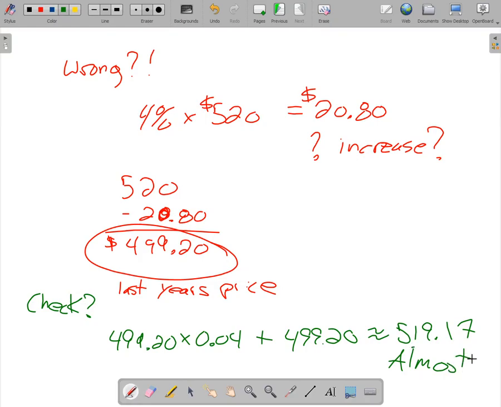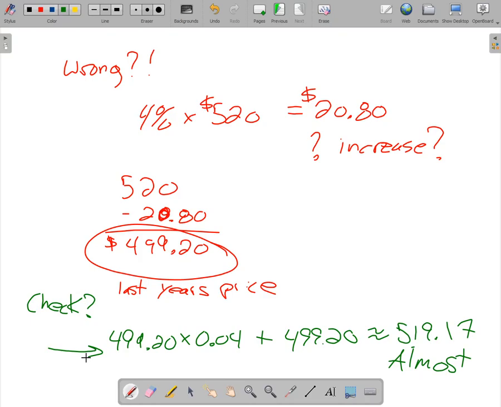Almost, but not quite. Now, it's almost for a couple reasons. One, 4% is not a big percent, and we're only looking 1 year back in time. If it was a bigger percent and we were looking farther back, then we would have a bigger discrepancy than the actual answer that we started with, which was the 520. So this check right here actually tells me the right way to do it.